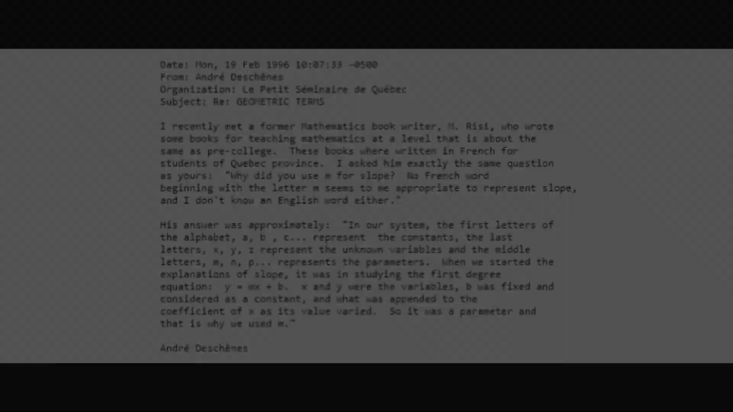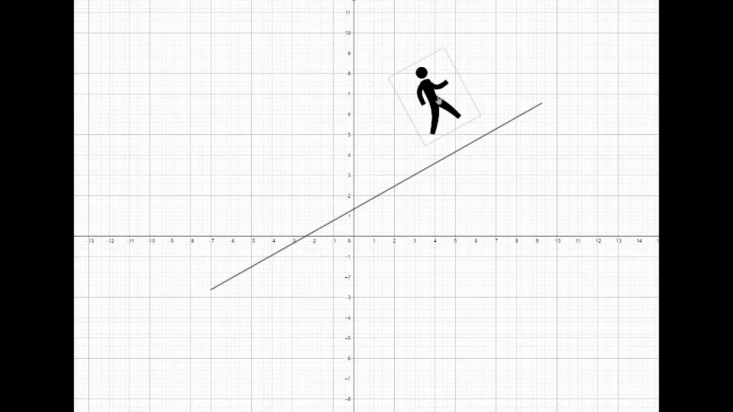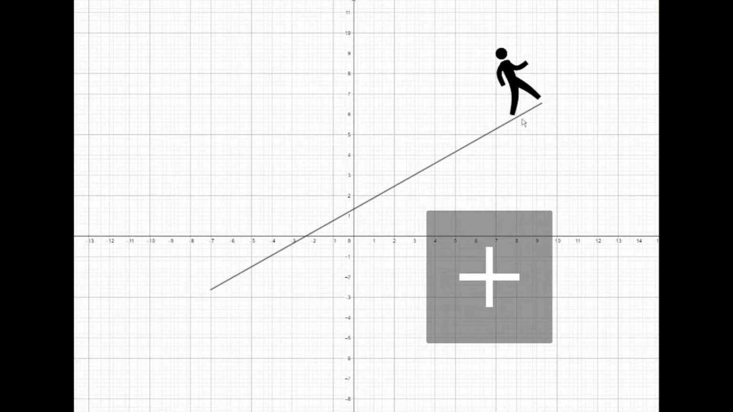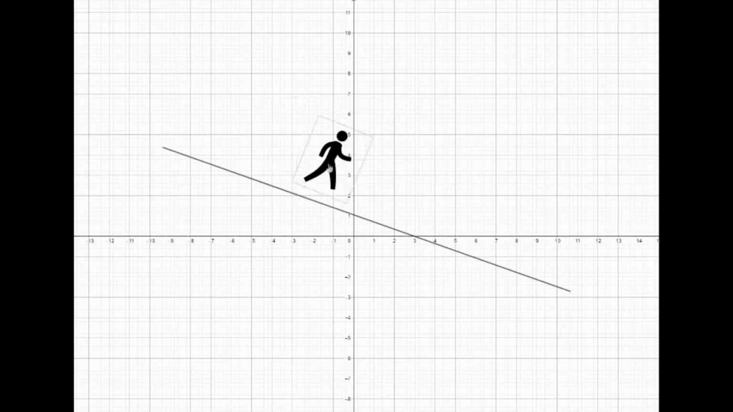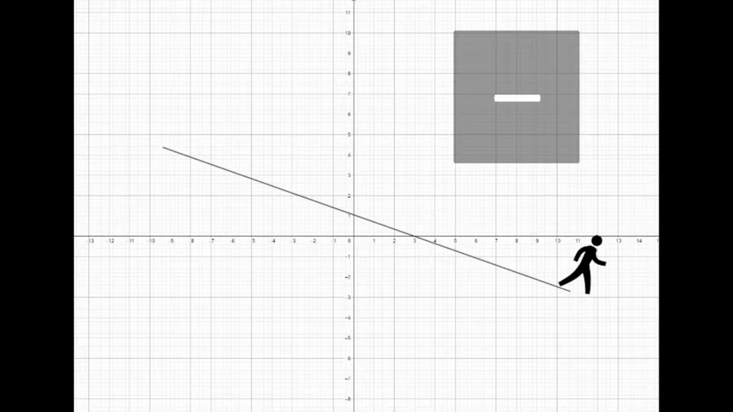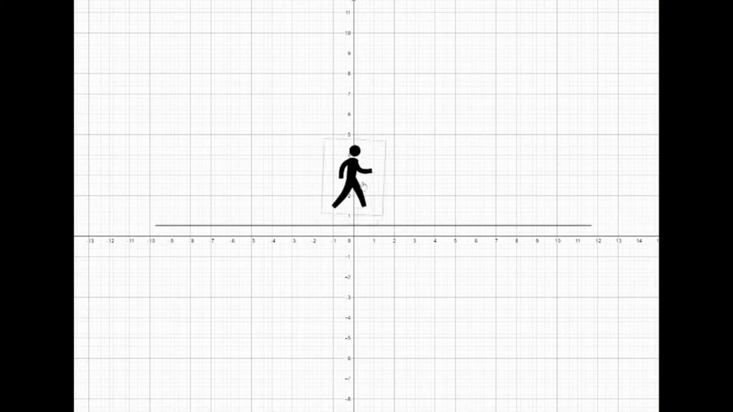Here's the proof. If from left to right you are walking uphill, then the gradient is positive or increasing. If from left to right you are walking downhill, then it's a negative or decreasing gradient. If there is no hill, then the gradient is 0.